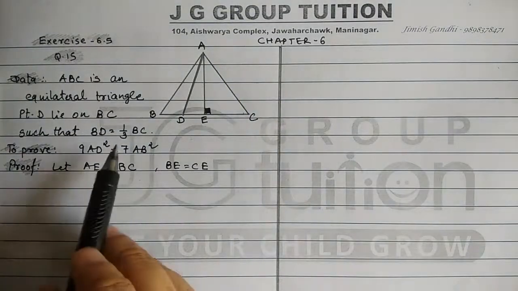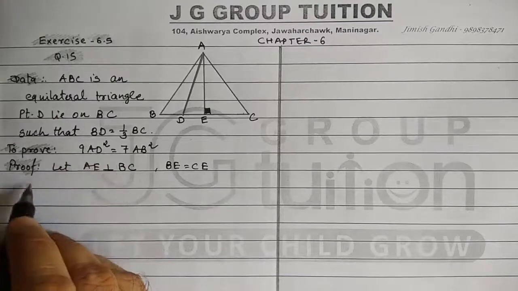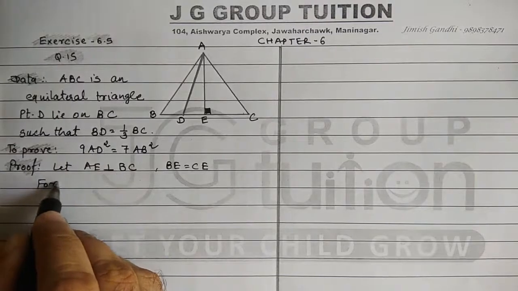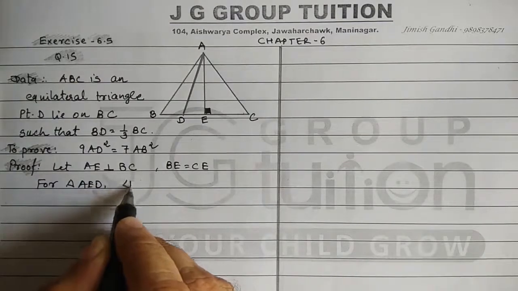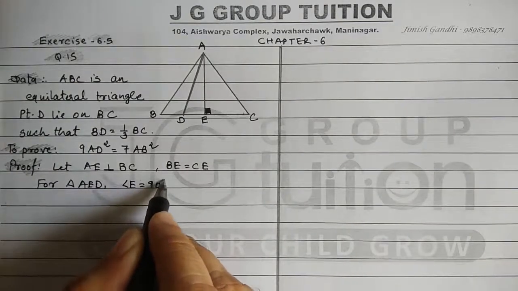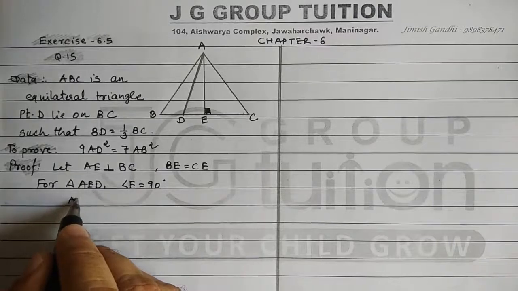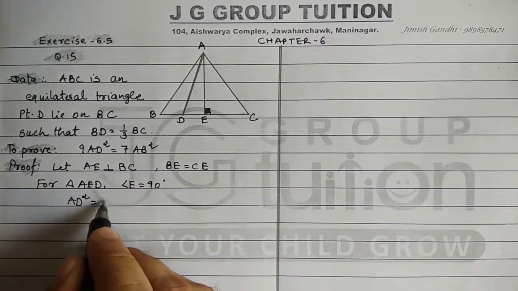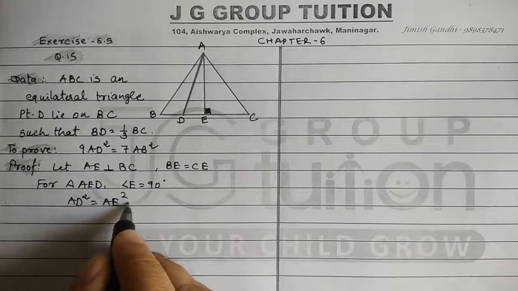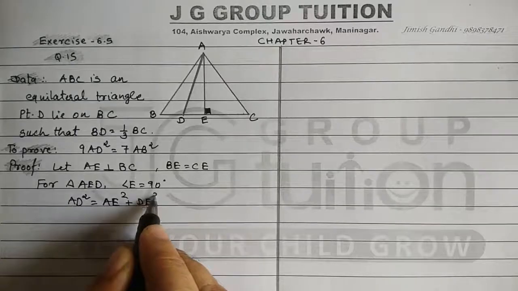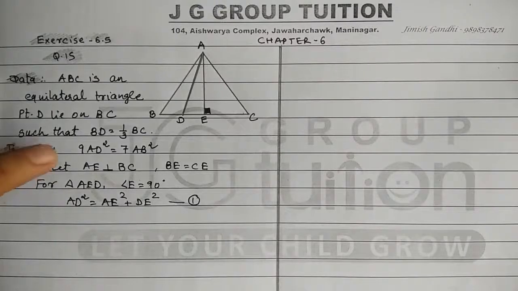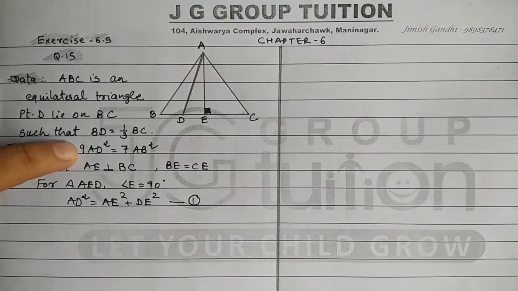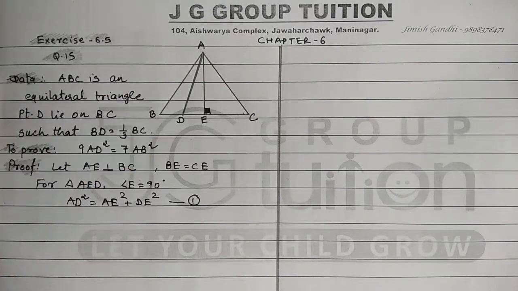Now, as we required AD square, you can see that for triangle AED, angle E is right angle, and I'll use Pythagoras for the same. So the square of the hypotenuse equals AE square plus DE square. Let me give this as equation number 1. Now look here, students, that you require 9 times AD square is 7 times AB square.